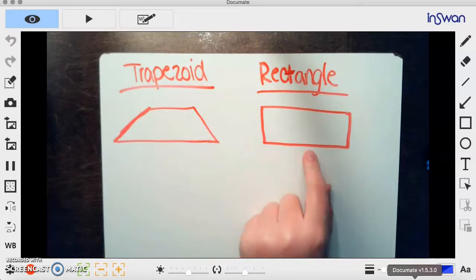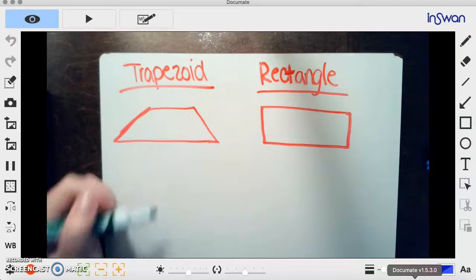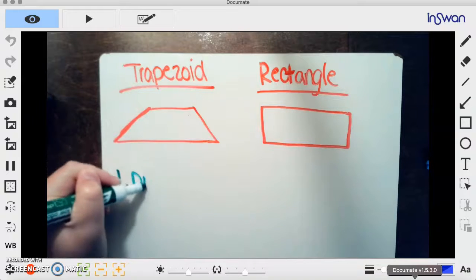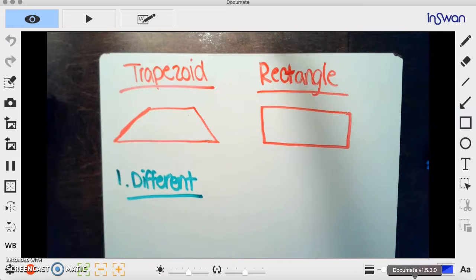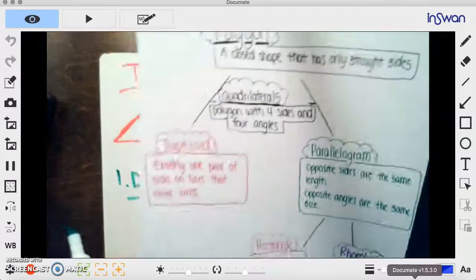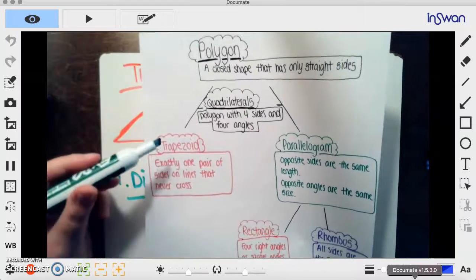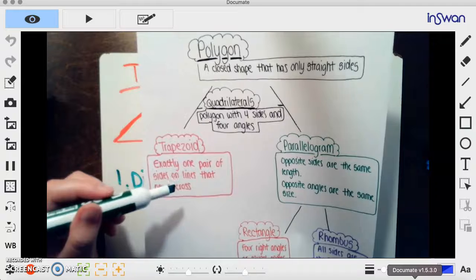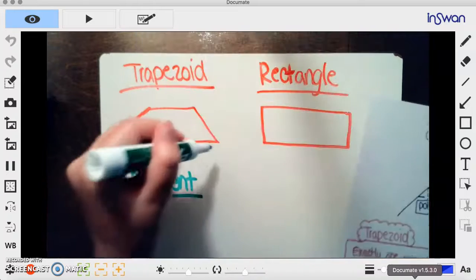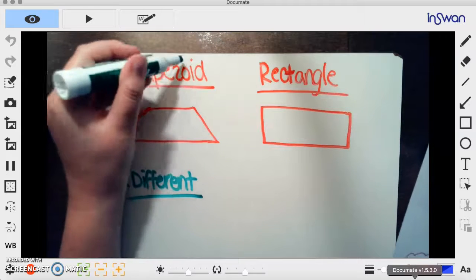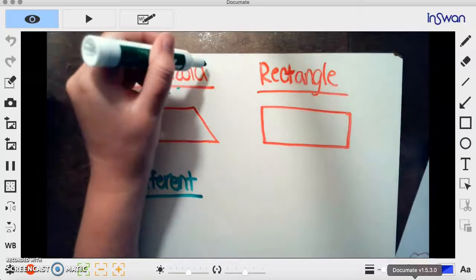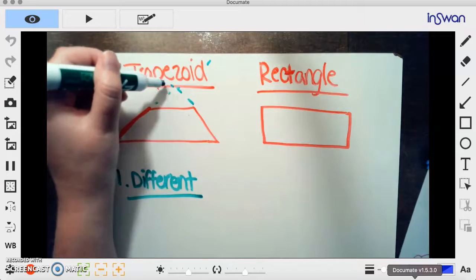So I didn't draw a group of them, I just drew 1 to represent, but that will help me. So I'm trying to look for how these are different. So I'm going to look back at my trusty little cheat sheet right here to help me. So trapezoids have exactly 1 pair of sides on lines that never cross, meaning these ones can keep going forever and ever and they'll never cross. But these ones will eventually hit a point where they cross. So if I'm drawing kind of these imaginary lines, we can see that they'd cross.